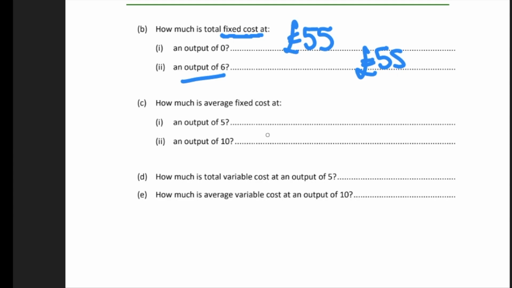Okie dokie. Then it's saying, well, I want to know what the average fixed cost is. Now, does your average fixed cost depend on your output? Does your average fixed cost change on your output? Yes, it does. Okay, so how do we figure that out then? How do we figure out our average fixed cost? So let's do it for an output of 5. How would we do that?